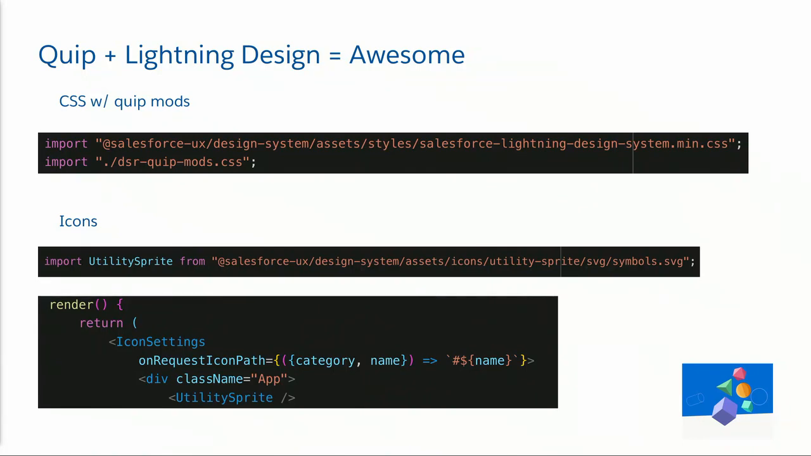So here what you're seeing is that we've taken the icon settings component and modified the place where it's going to look for sprites to look for a sprite in the local document. Here it's going to load like search, #search. That actually uses an SVG sprite sheet that we inline there with the utility sprite component, as you see at the bottom in the render function.